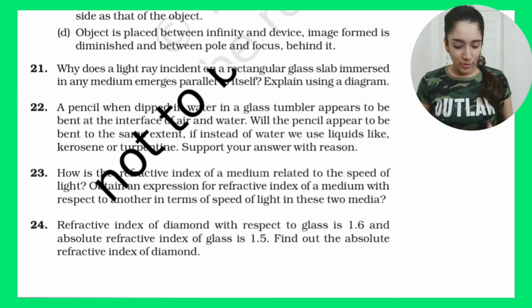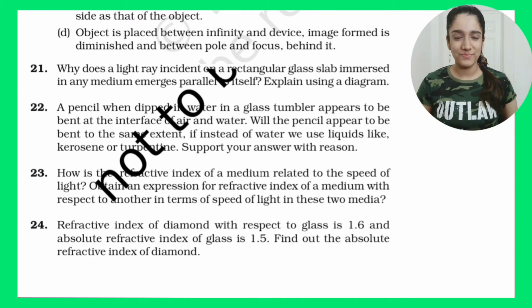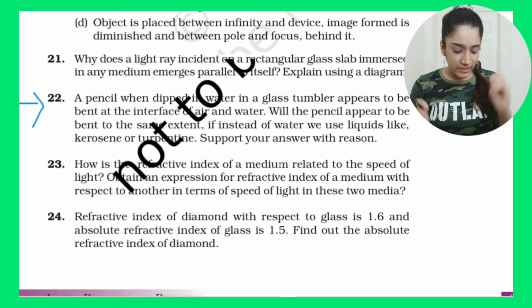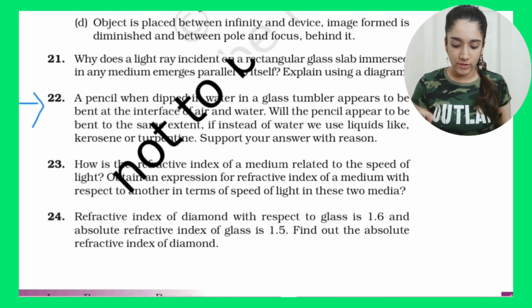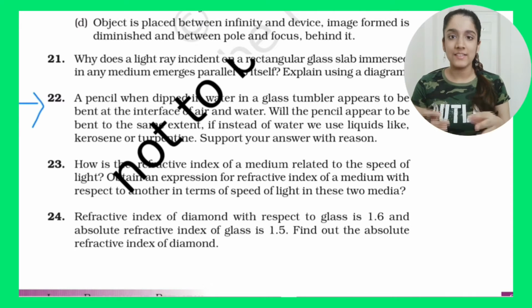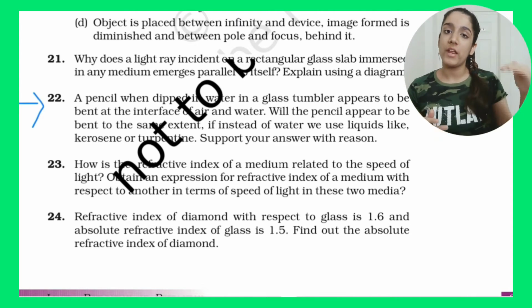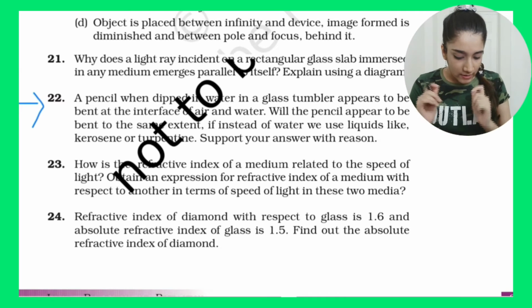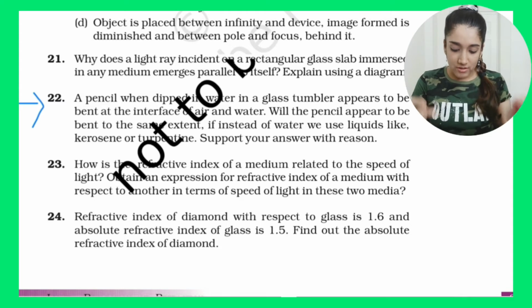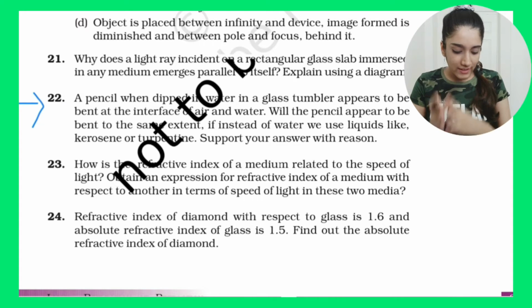Now let's move forward with question number 22. So question number 22 here says a pencil when dipped in water in a glass tumbler appears to be bent at the interface of air and water. Why? Because refraction is taking place as the light ray is coming from air to water, and they are asking, will the pencil appear to bend to the same extent if instead of water we use liquids like kerosene or turpentine? Support your answer with reason.